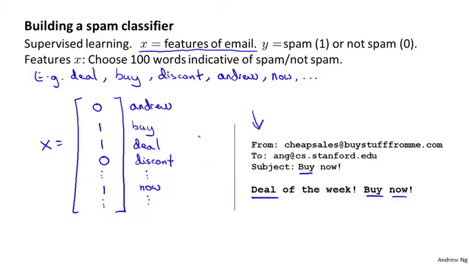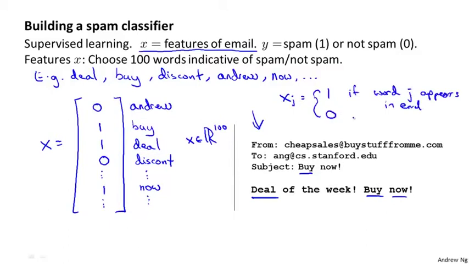And in this example, my feature vector would have dimension 100 if I chose 100 words to use for this representation. And each of my features xj will basically be 1 if a particular word, let me call this word j, appears in the email, and xj would be 0 otherwise. Okay, so that gives me a feature representation of a piece of email.